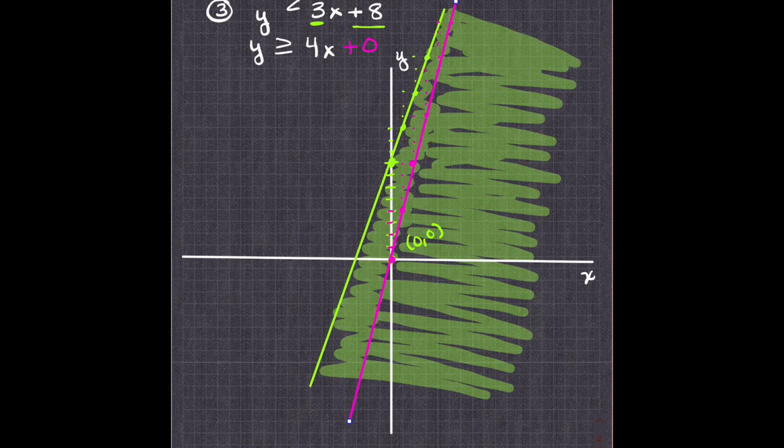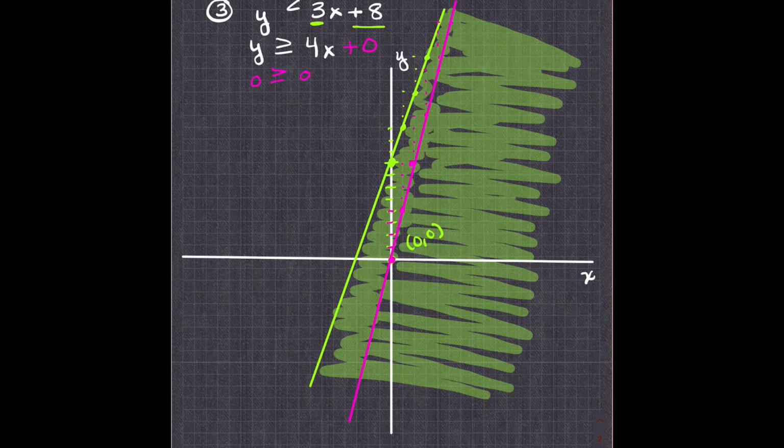Not perfect. We're going to be coloring greater than 4x. If I were to plug in our 0 and 0, I would get 0 is greater than or equal to 4 times 0. That is true. That doesn't really tell me much. That solution is right on the line.